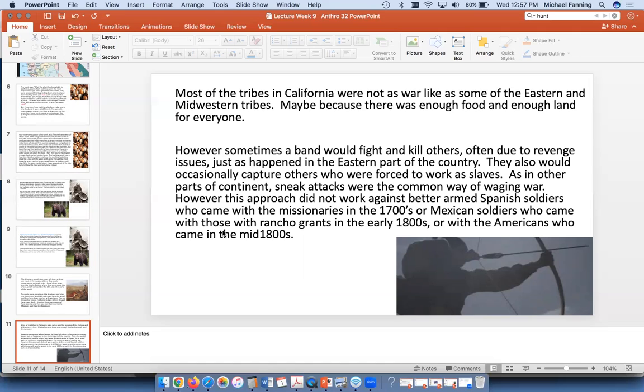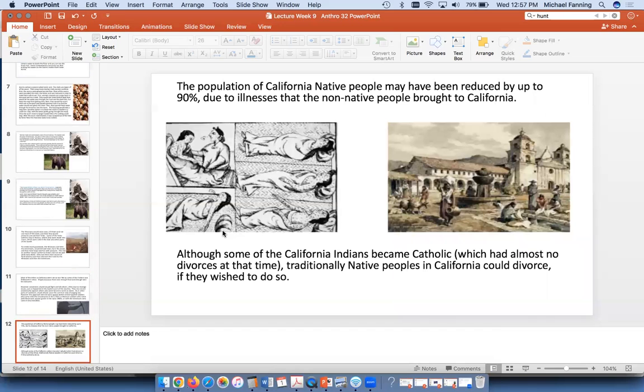This kind of approach of a sneak attack or a surprise attack didn't really work against the Spanish. They had much better weapons. They had horses, and they were able to dominate the native peoples wherever they went. Plus, as we'll hear about, there's disease, and the disease weakened all of the tribes in California. Up to 90%, we think, died from non-native diseases that non-native people brought to California.